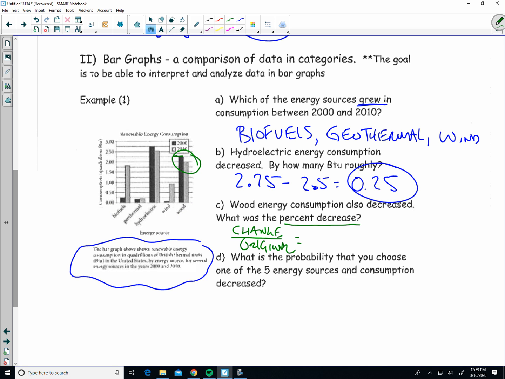That'd be 2.25. The amount that it changed, it went from 2.25 down to 2. So that change is by 0.25. And if we said, all right, percent of change is the amount of change divided by the original amount, and of course, you throw that into your calculator, the 0.25 divided by the 2.25 is about 11.1%. Wood consumption for energy decreased by 11.1% over that 10-year span.